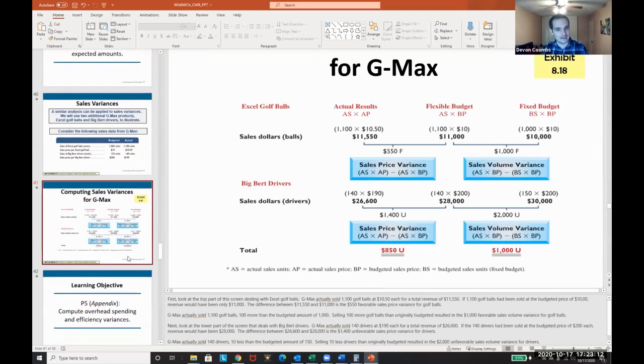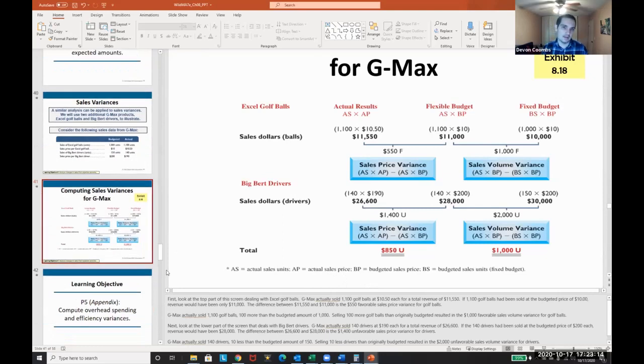This is the exact same concept as direct materials, direct labor. So I'm not going to spend too much time on it. You can just look at this yourself and get an understanding here. And so we're saying here, if we look at sales dollars from the balls perspective, the balls have a $550 price variance and $1,000 favorable volume variance.